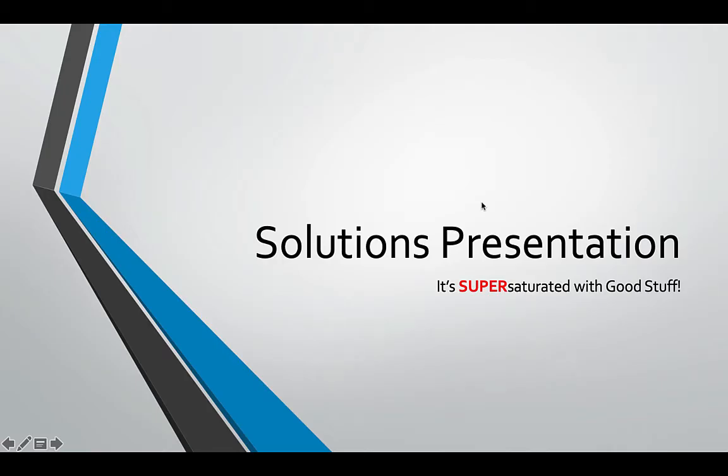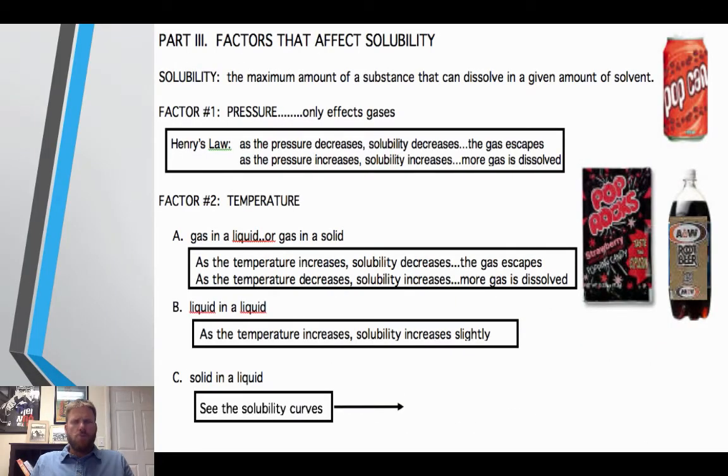What are the factors that affect the solubility of a solute in a solvent? Well, we are going to discuss two main factors that affect solubility. The first one is pressure. Now, pressure only has to deal with gases dissolved in a liquid. When the pressure decreases, the solubility decreases.